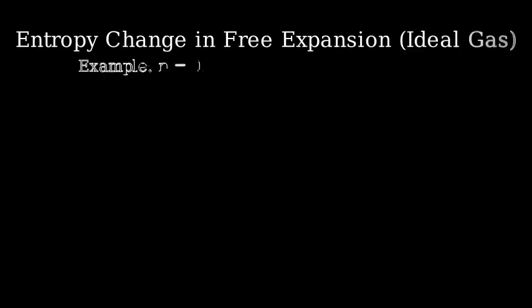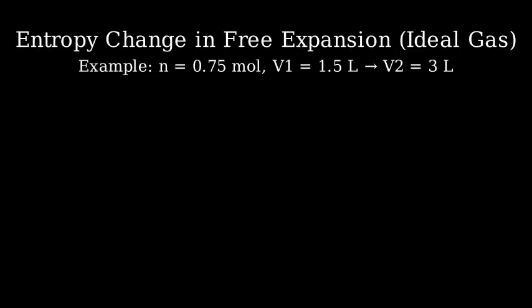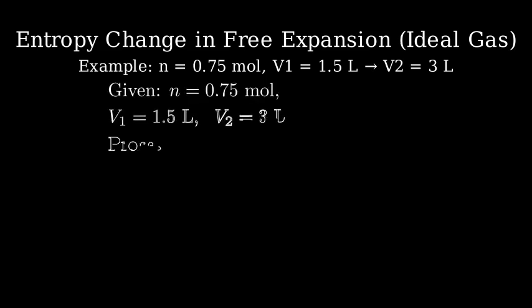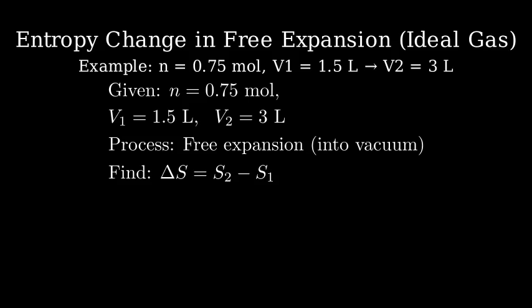In this lesson, we will solve a classic thermodynamics problem about entropy change in a free expansion. The problem says, find the entropy change for the free expansion of 0.75 moles of an ideal gas from V1 equals 1.5 liters to V2 equals 3 liters. We'll build an intuitive picture first, then derive the formula and compute the answer step by step.